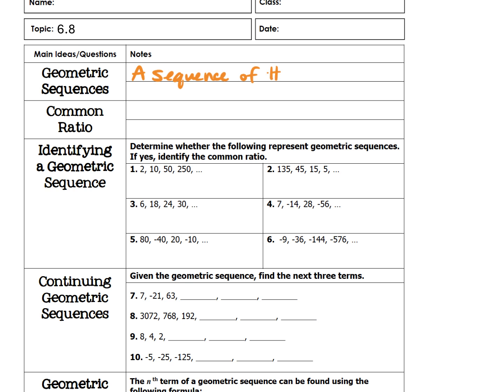of numbers in which the ratio, which in this case is going to be an R for our formula, and your ratio is going to remain constant. What does it mean to remain constant? The same, unchanging, okay? So you're gonna have some R value, and that R value is not going to change, okay? It's gonna stay the same through the whole problem.